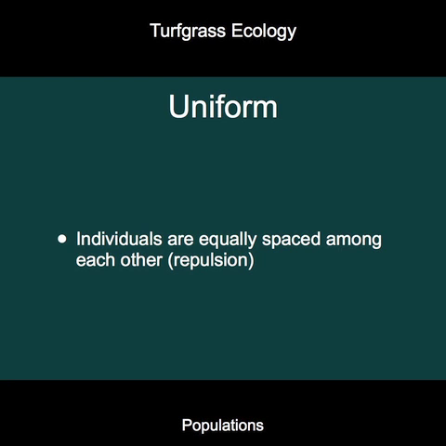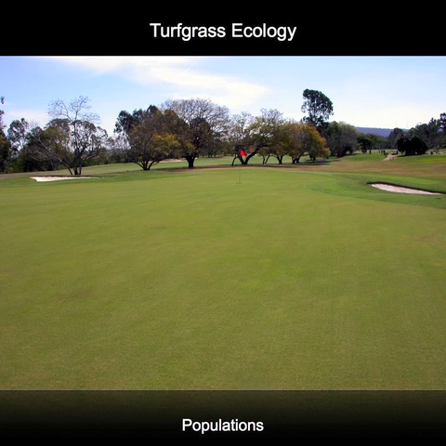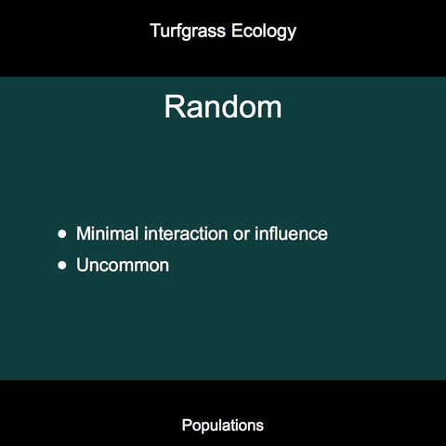Uniform distribution is where the individuals are equally spaced. Native mole crickets, which are carnivores, can potentially eat each other if in close proximity, so they often create nests equally spaced from each other, which must provide a safety zone for them. Turfgrasses at high density produce a uniform distribution. Random is not a common distribution pattern. Maybe seeds from dandelion, for example, might be blown in and randomly established, but again, it's not a common pattern in turfgrasses.